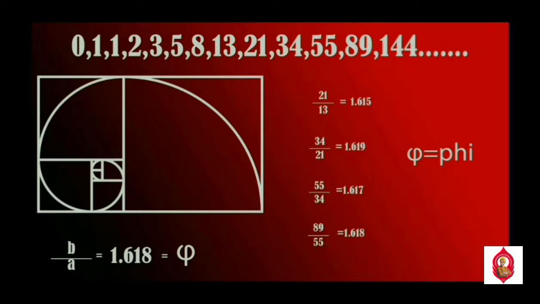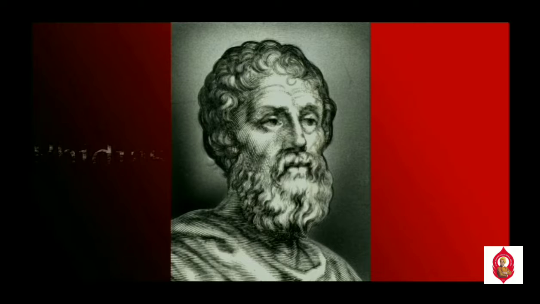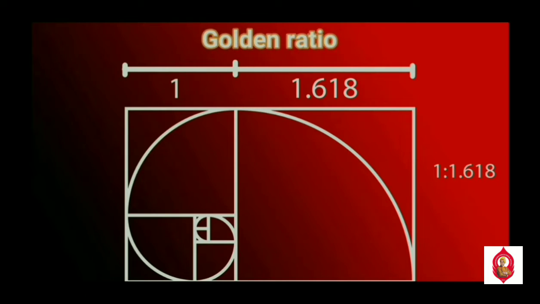By dividing a number of this sequence by the preceding number, we would get approximately 1.618. This is denoted as phi. This word phi originated from a Greek sculptor, Phidias. One is to 1.618 ratio is called the golden ratio.